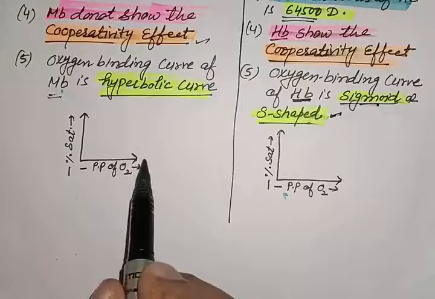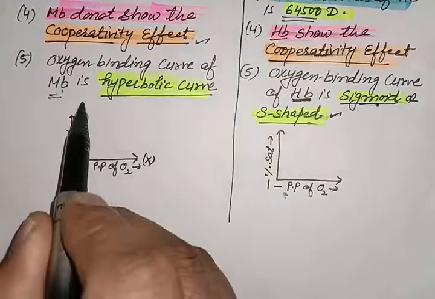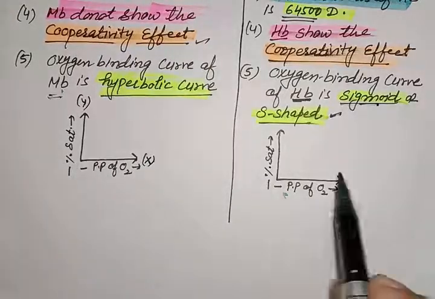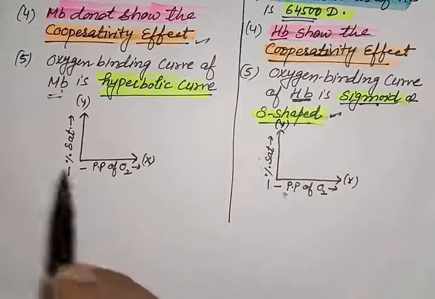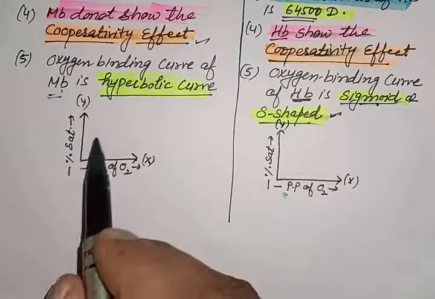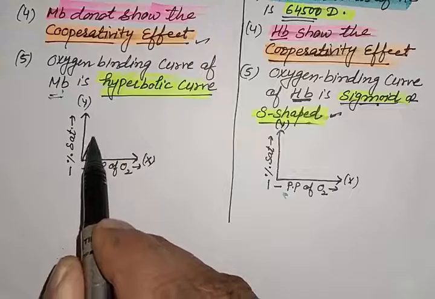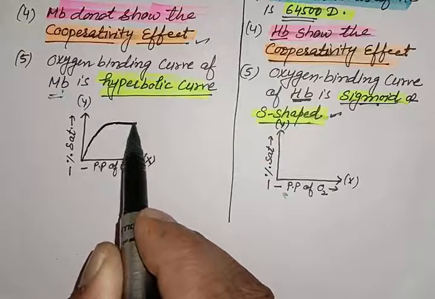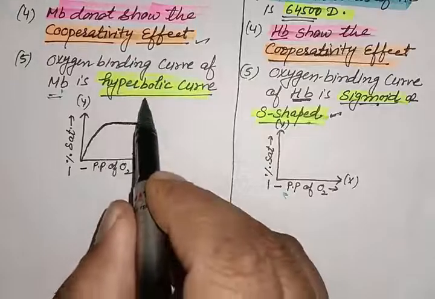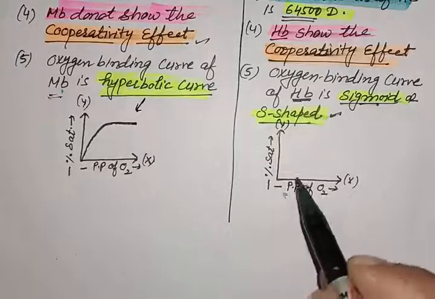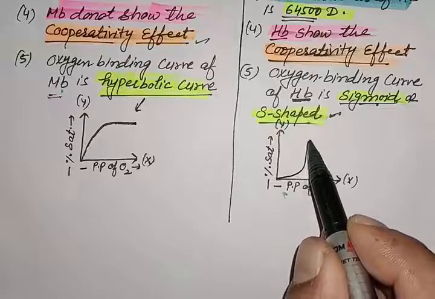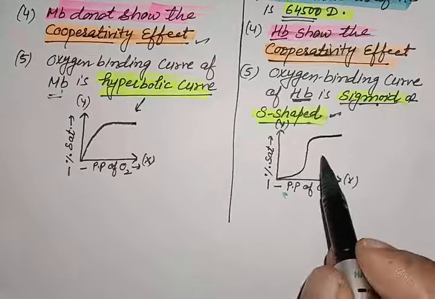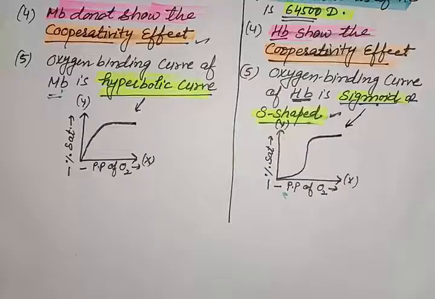Suppose this is our x-axis and this is the y-axis. On the x-axis we will take the partial pressure of oxygen, and on the y-axis we will take the percentage saturation. In case of the myoglobin the curve is like this, that is a hyperbolic curve, while in case of the hemoglobin the percentage saturation curve or the oxygen binding curve is like that. This is the sigmoid, or I can say S-shaped curve.